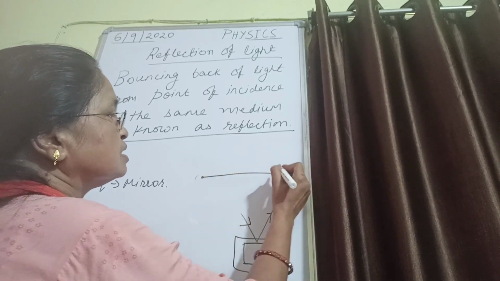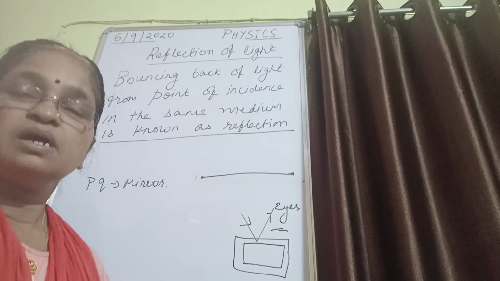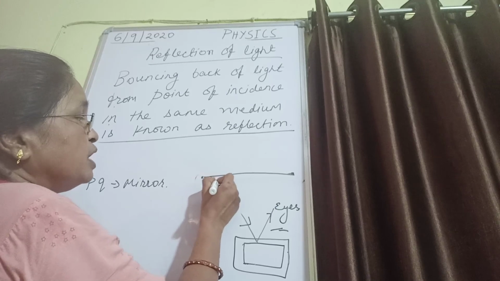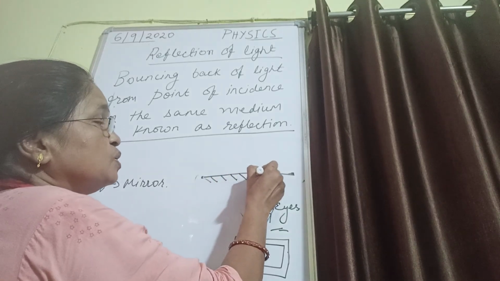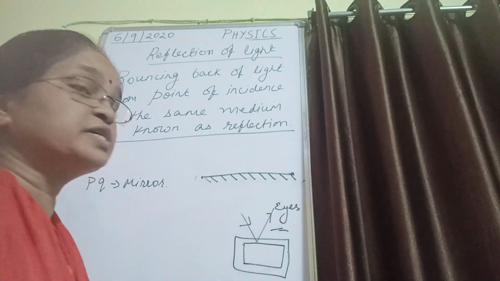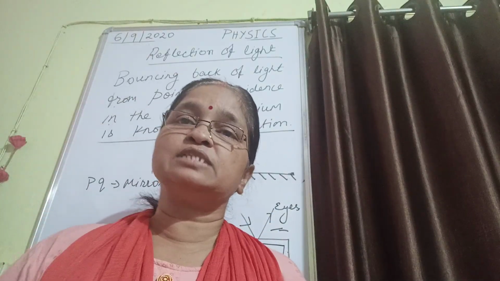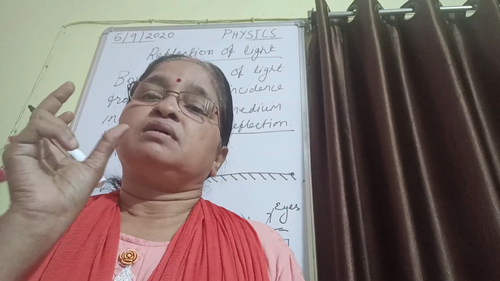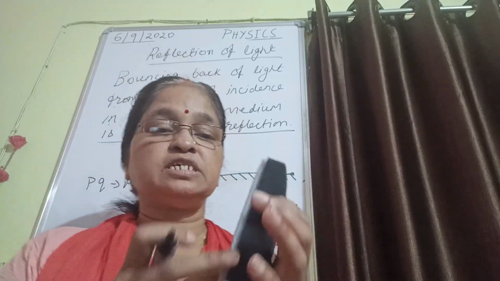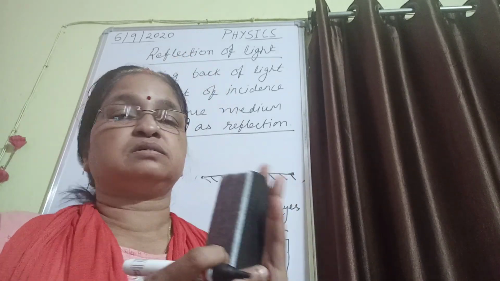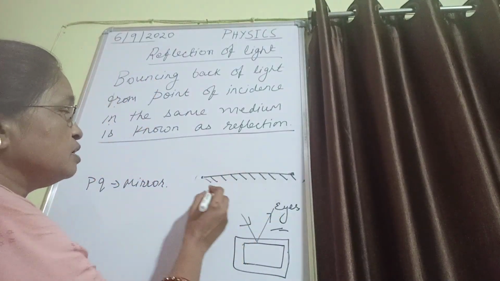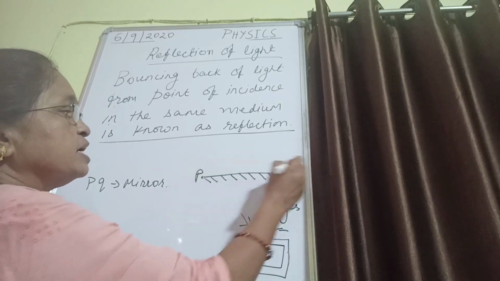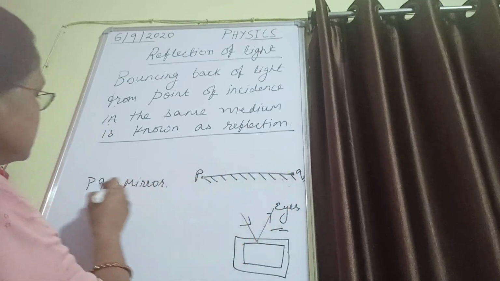Join this. Suppose I am showing you a mirror. How to show the mirror? A mirror is always polished from backwards. If I ask you, students, what is a mirror? From birth till death we are seeing the mirror. A mirror is a transparent object which is polished from backwards. So in the figure also we are showing the mirror polished from one side. Suppose I am naming it PQ. PQ is the mirror.